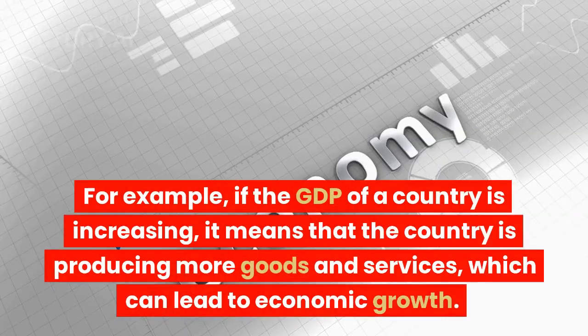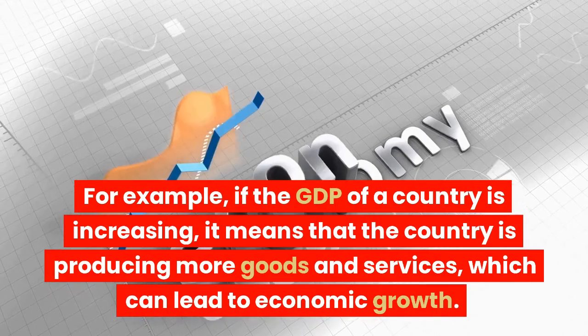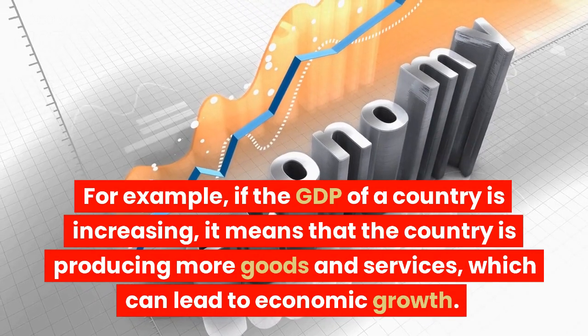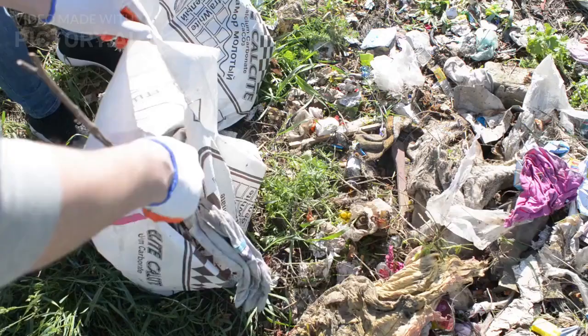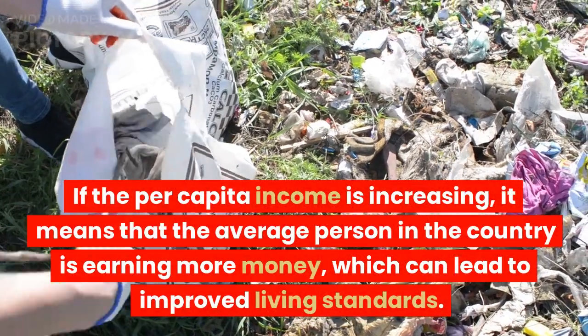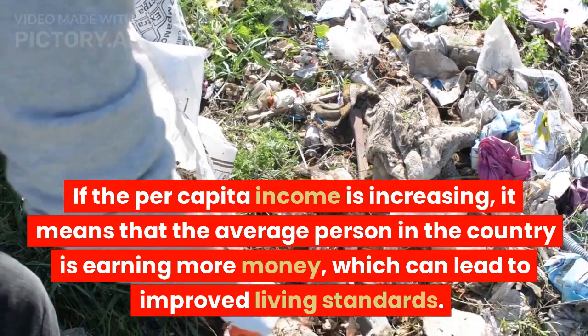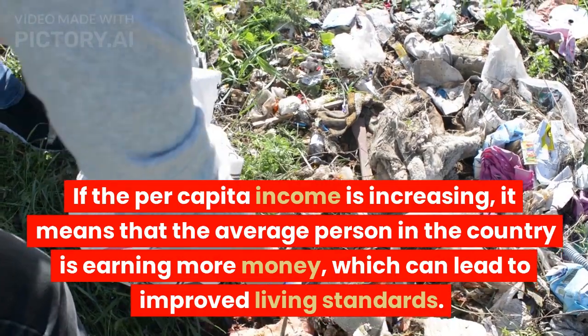For example, if the GDP of a country is increasing, it means that the country is producing more goods and services, which can lead to economic growth. If the per capita income is increasing, it means that the average person in the country is earning more money, which can lead to improved living standards.